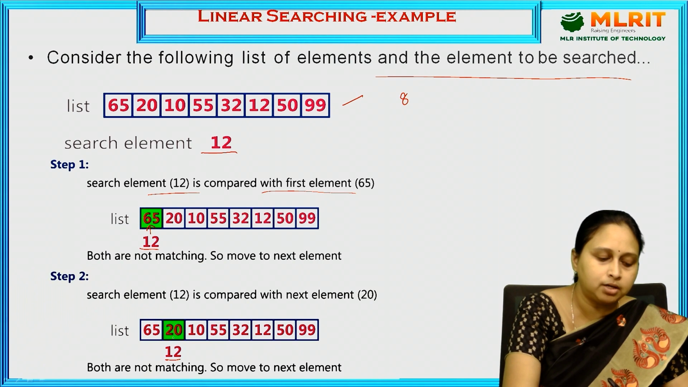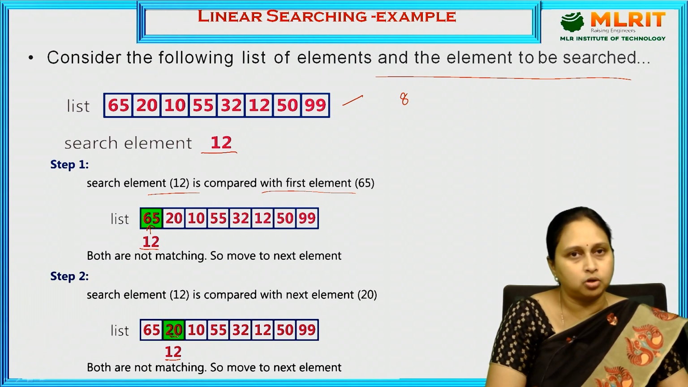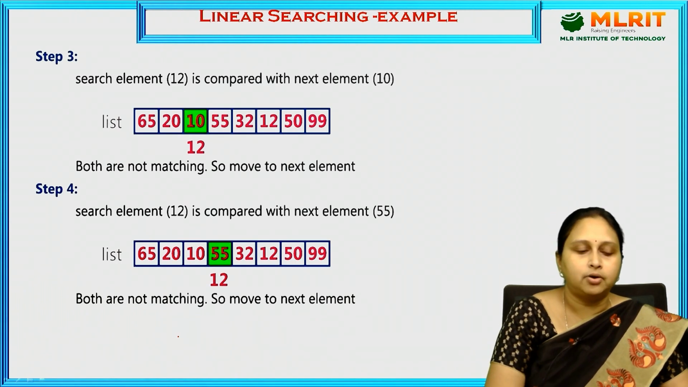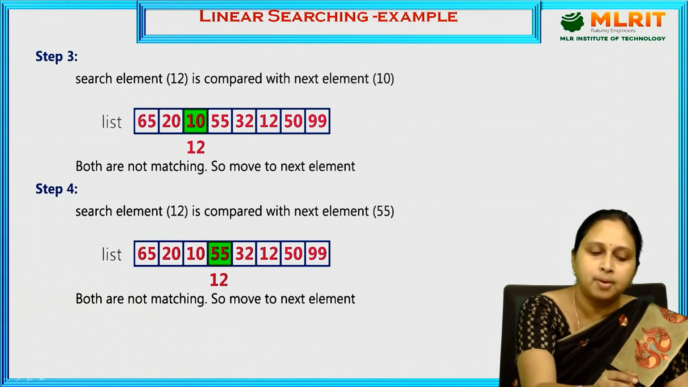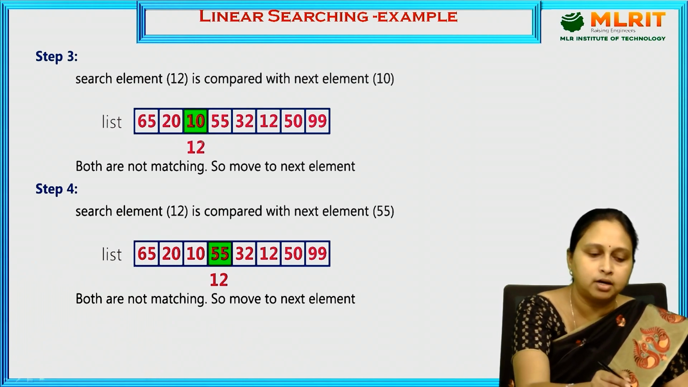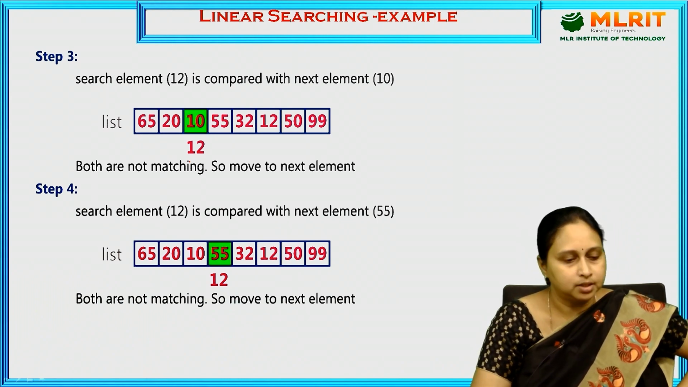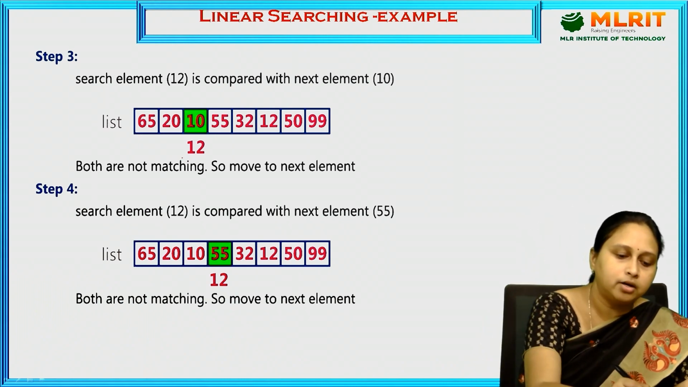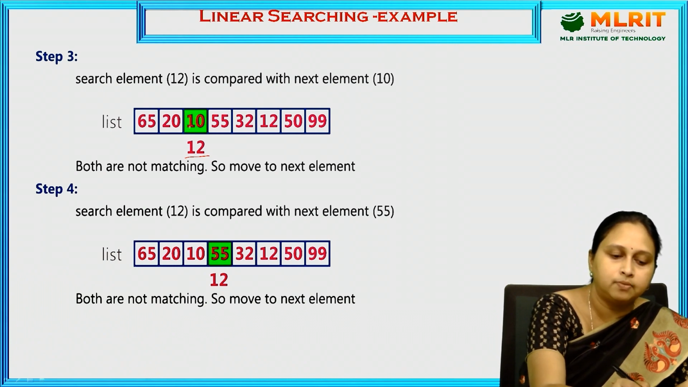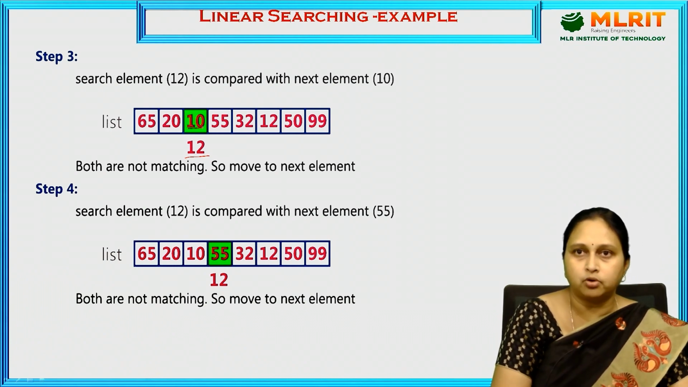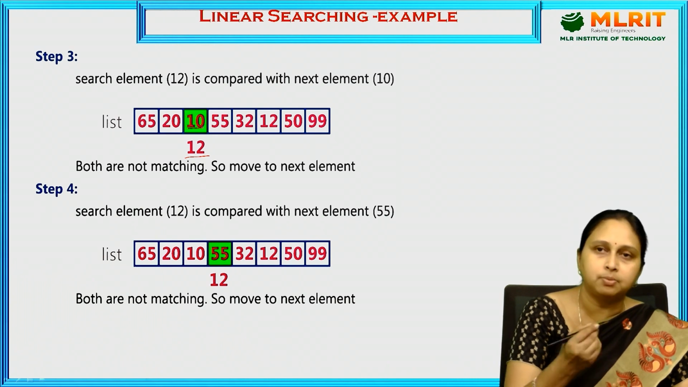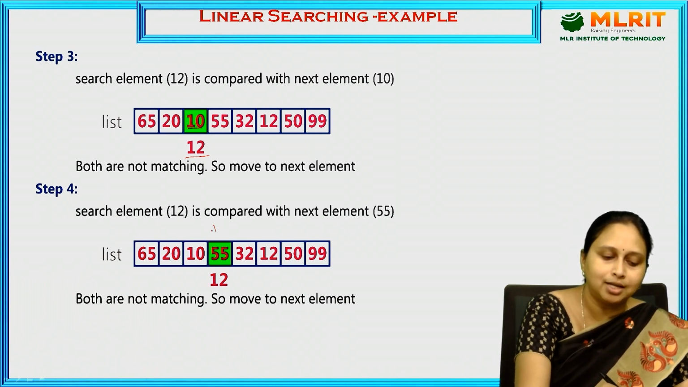The next element is 20 and 12, both are not matching. Now in step 3, since they are not matching, we need to move our i value to the next position so that we can compare with the next element. Now we compare 12 and 10. These two are not matching again. Repeat the same process. We need to move to the next location.